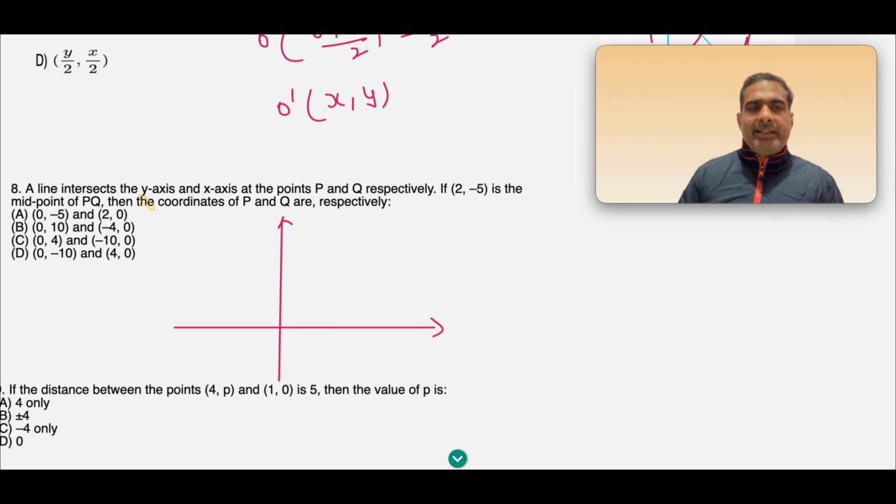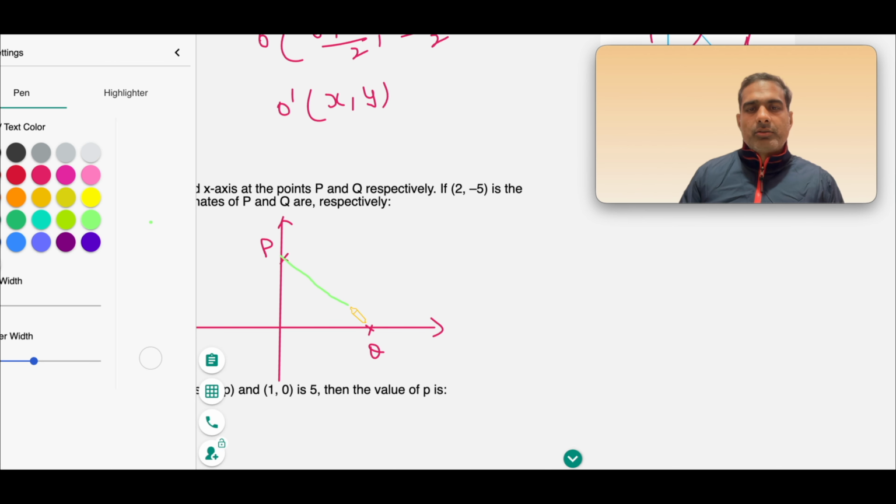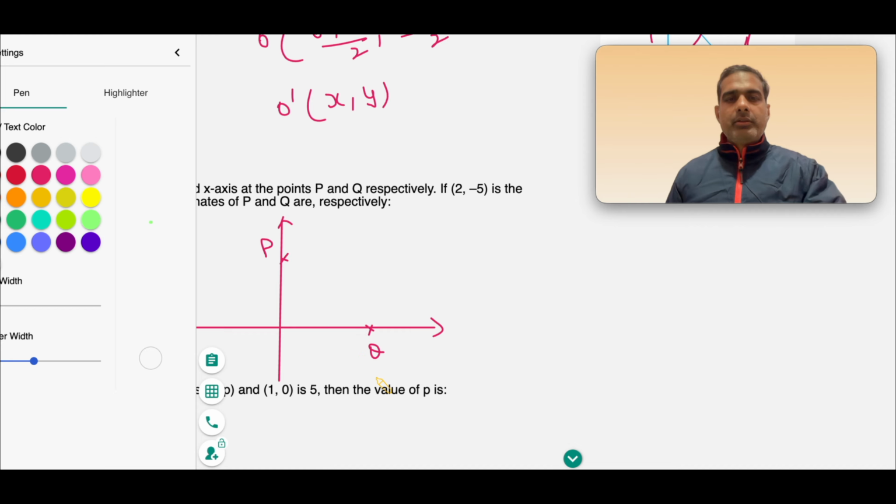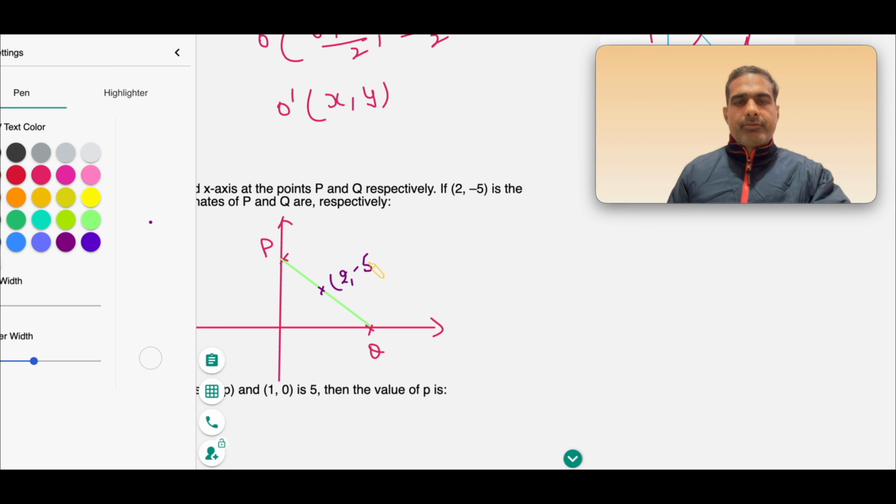So a line intersects the y-axis at P, so this is P, and the x-axis at Q. So if I join this, this is the line. Let me draw it straight. So this is the line PQ and its midpoint has been given. So its midpoint is 2, minus 5. So P is on the y-axis, so we know its coordinates will be 0, y, and Q is on the x-axis, so its coordinates will be x, 0.